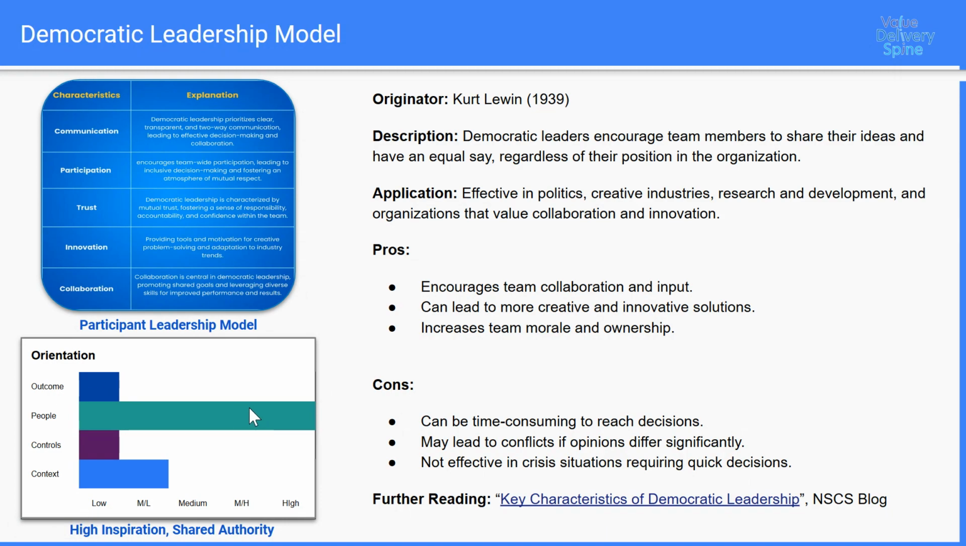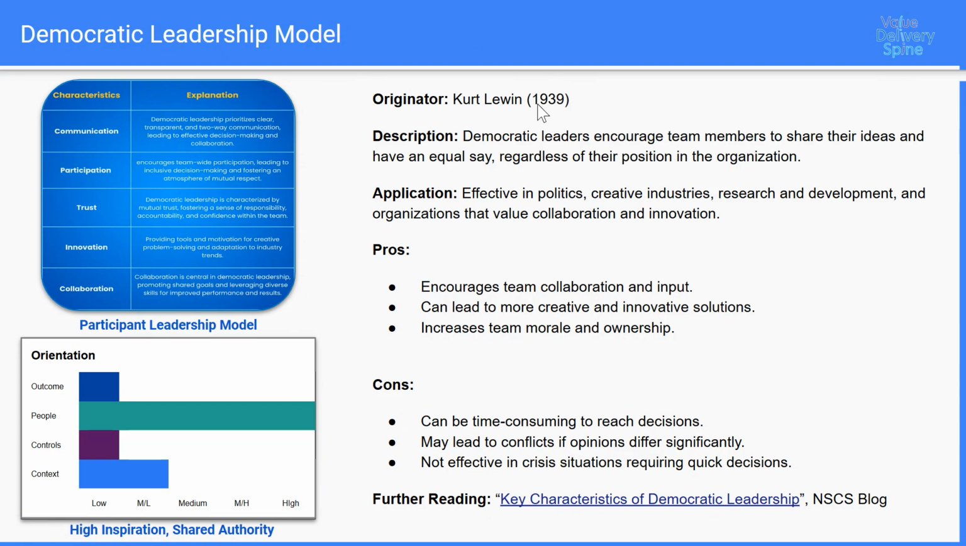Again, highly indexed on people, not so much on outcome and controls because it's really focused on the process of decision making with a large group of people. Certainly context can affect it. So this is a high inspiration shared authority model.